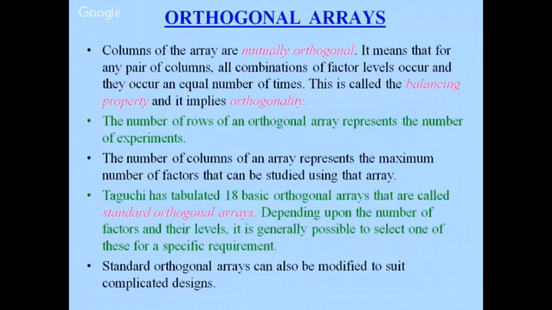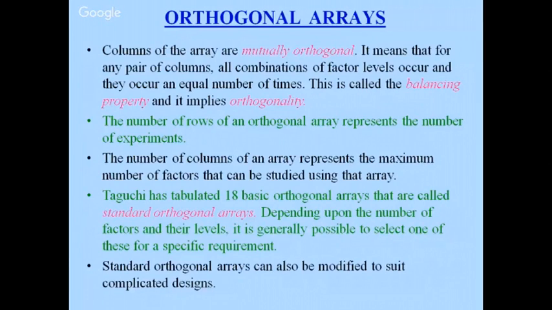You can check it. Maybe you can take 1 and 2, not right now. Maybe 1 and 2 you can take, then you can take 1 and 8. You will find that all combinations occur and they occur an equal number of times. That is why they are known as orthogonal arrays. Okay. Rest I have covered.